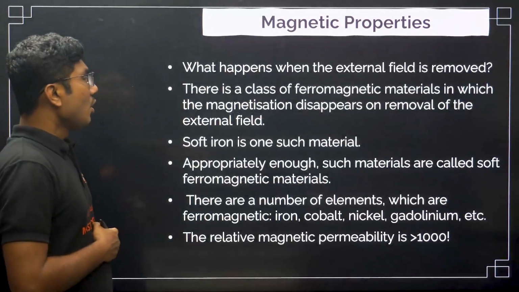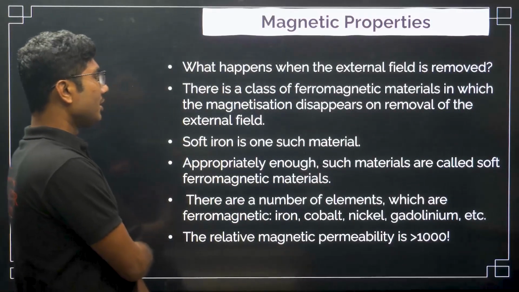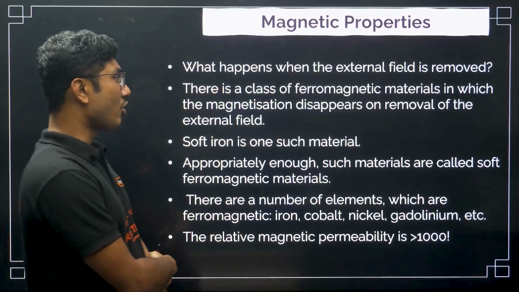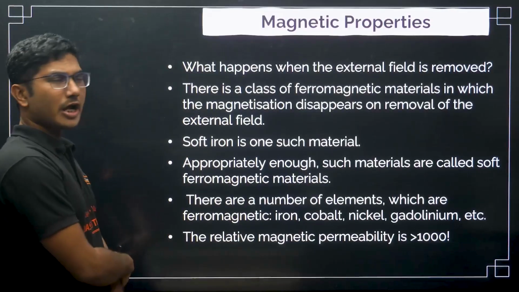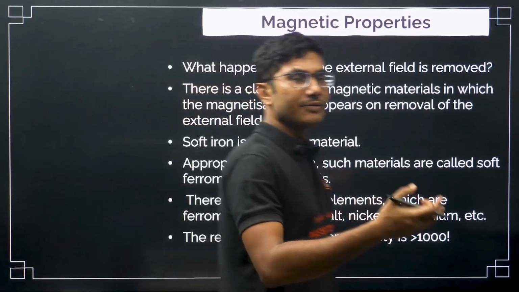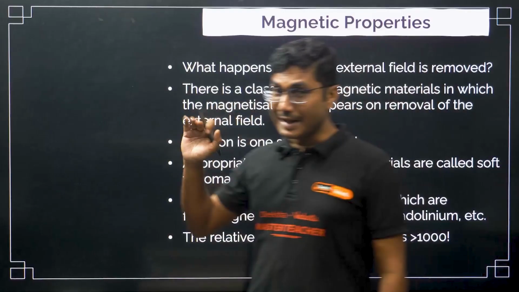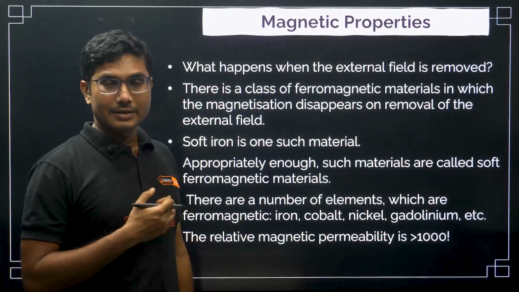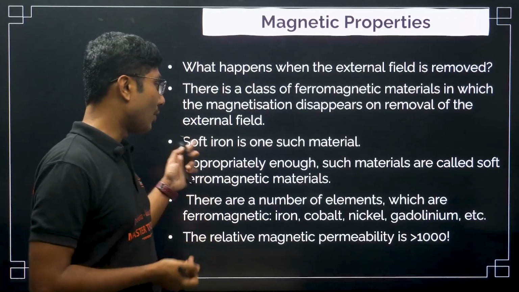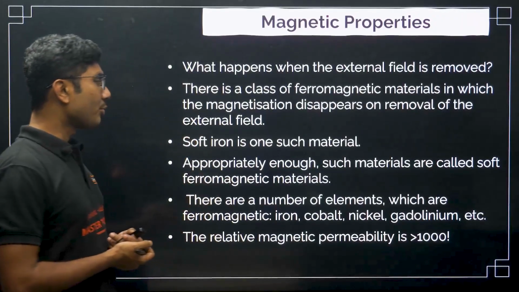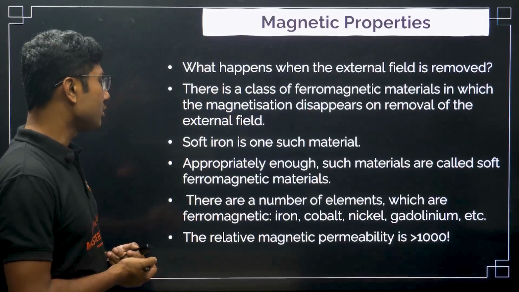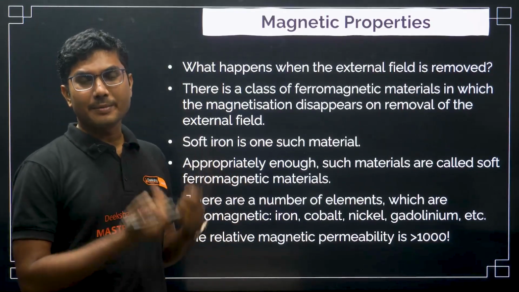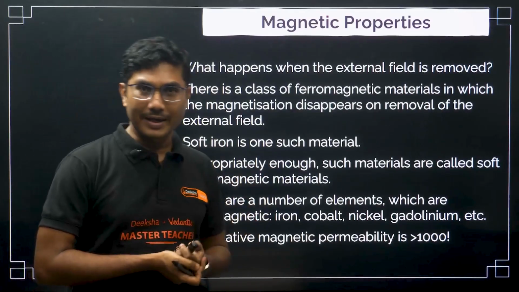What happens when the external field is removed? There is a class of ferromagnetic materials in which the magnetization disappears on removal of the external field. Soft iron is one such material. So in some cases, if you remove the external magnetic field, the magnetism that developed in it goes away quickly and they lose their magnetic properties. One example is soft iron. Appropriately enough, such materials are called soft ferromagnetic materials. Soft ferromagnetic material means they lose their magnetic property as soon as the external magnetic field is removed.